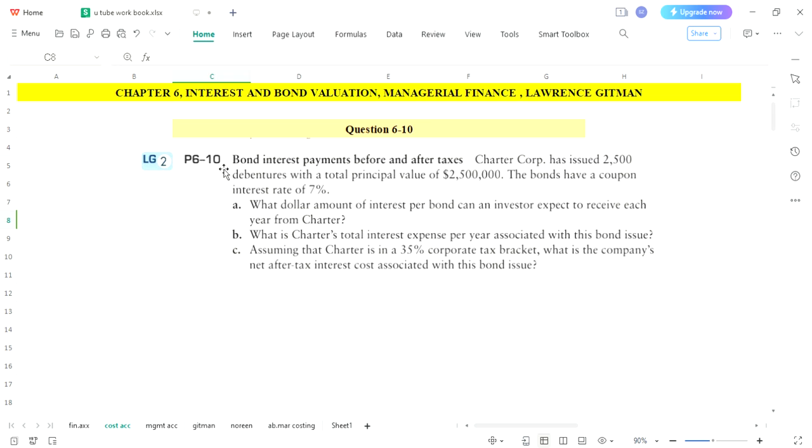Today's target is to solve question number 6.10. The chapter we are dealing with is Interest and Bond Valuation, Managerial Finance by Lawrence Gitman, 6.10th question.